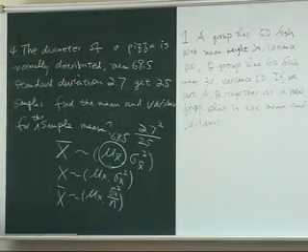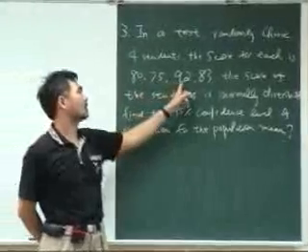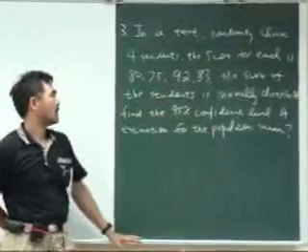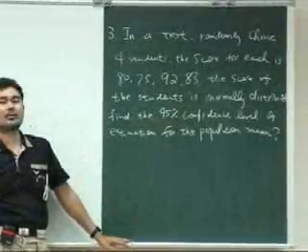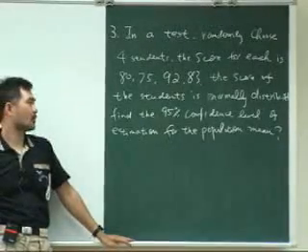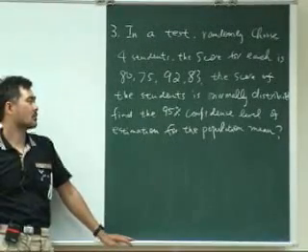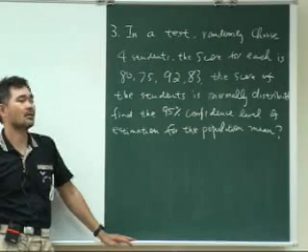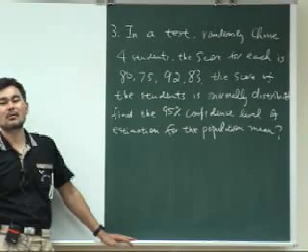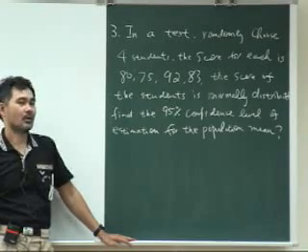There is a test, and suppose the score is normally distributed, and we get 4 samples here: 80, 75, 92, 83. You are required to find the 95% confidence level estimation. It is an interval estimation for the population mean.